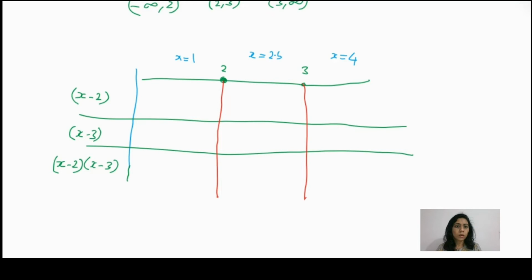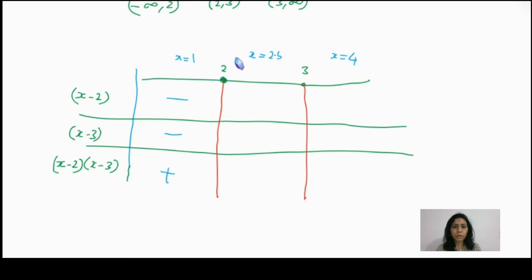Okay, now when we put x is equal to 1 here, so 1 minus 2 is minus 1, it means the answer is negative. Okay, when we put 1 here, this is also negative because 1 minus 3 is minus 2, so this is minus. And when we multiply, minus times minus, because here these multiply, so it will be plus.